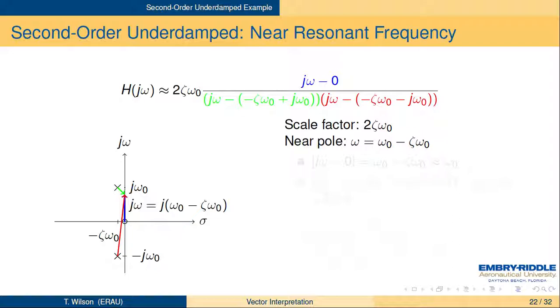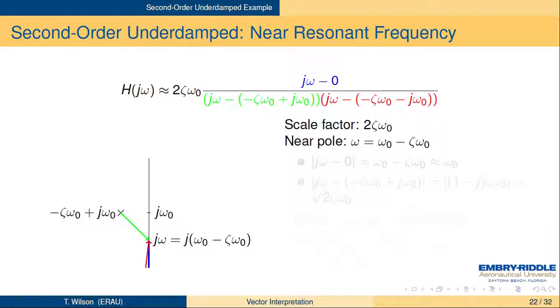So we've still got our vector coming up from 0. We've still got our vector coming up from minus zeta omega naught minus j omega naught. And we've still got our vector from our pole with the positive imaginary part. So we can see those three vectors on here. You can see now that the length of the vector from the 0 at s equals 0 is still going to be omega, but omega is now omega naught minus zeta omega naught. And again, for small enough zeta, that's going to be approximately omega naught.